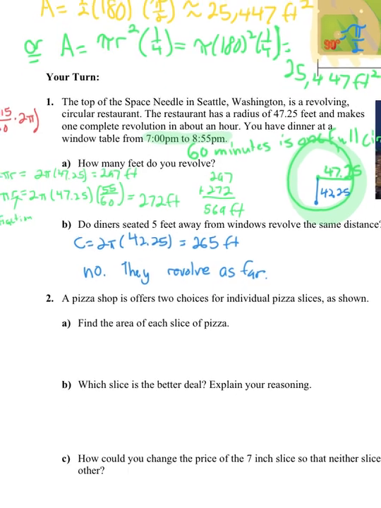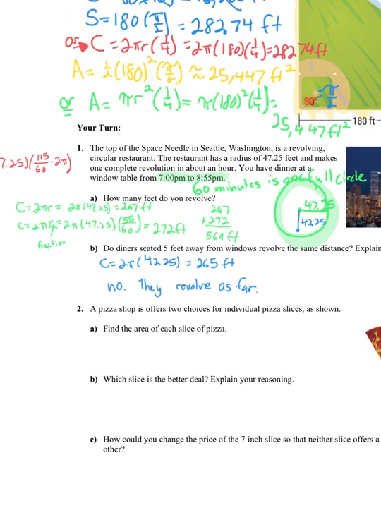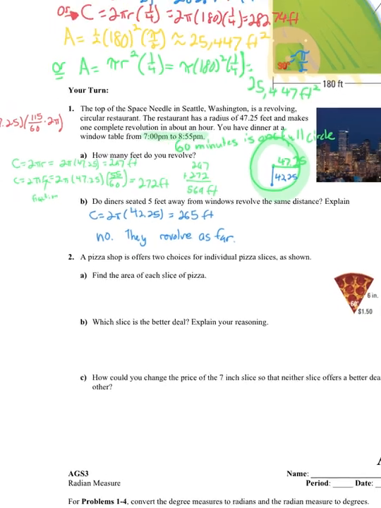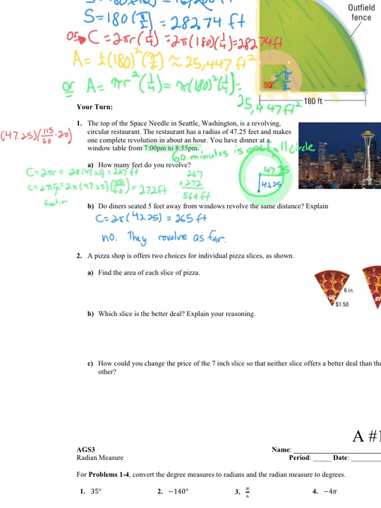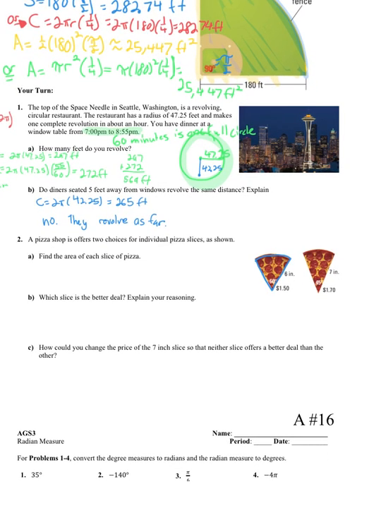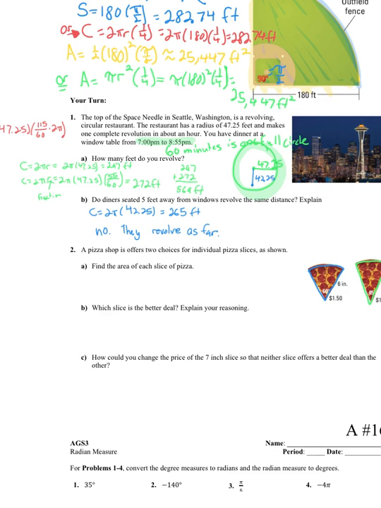Problem 2: a pizza shop offers two choices for individual pizza, as shown. All right, so here's the first one. Highlight that in blue. A 6-inch pizza, or 6-inch radius. The second one's going to be a 7-inch radius, but a 45-degree angled slice instead. Now, find the area of each slice.